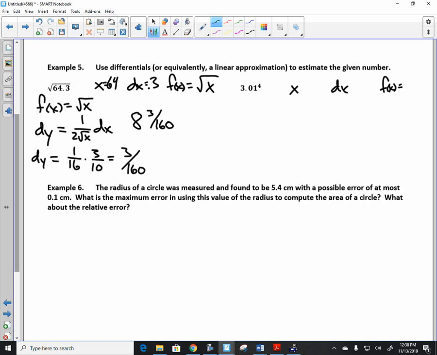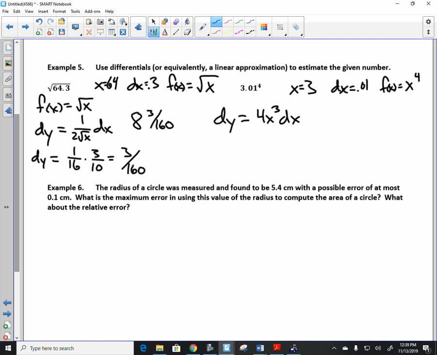What's your x value here? Not 4. 3. What's your dx? 0.01. What's your function? X to the 4th. So dy is 4x cubed dx. 3.01 to the 4th.